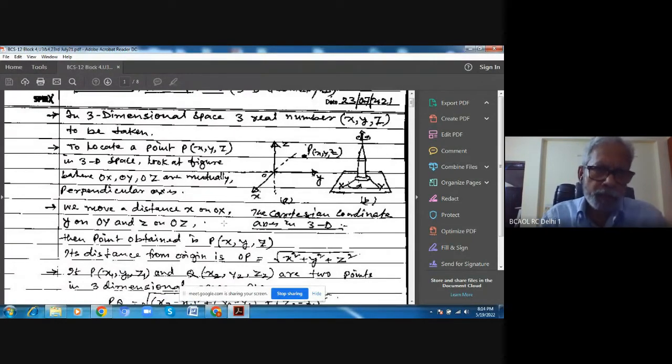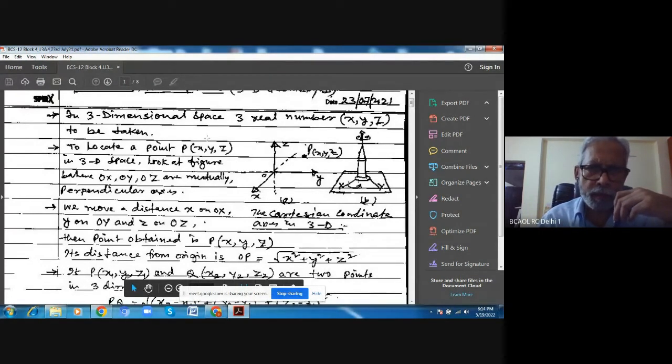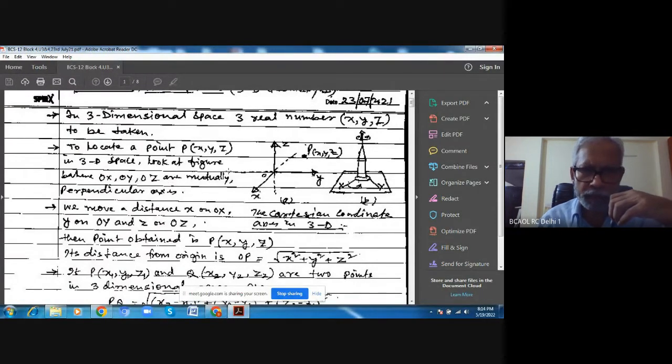So in three-dimensional space, three real numbers x, y, z are there, and you see the presentation to locate the point P. In this case, the point P is (x, y, z). There are three planes given: the OX, OY, and OZ axes.